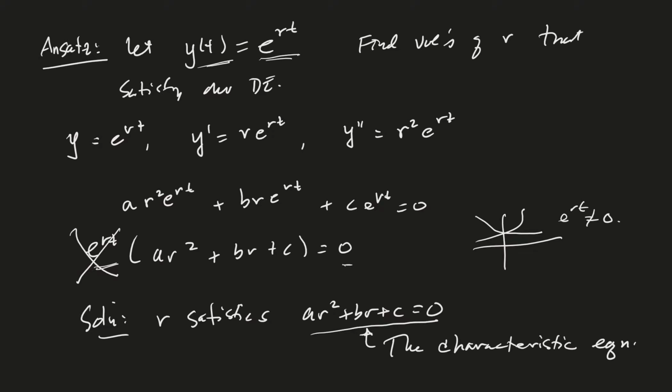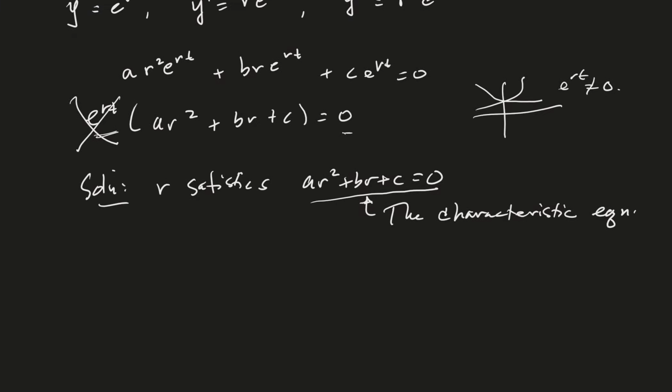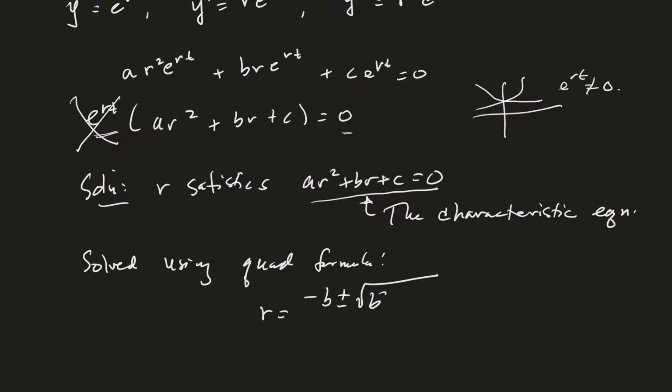So how do we solve that? This is solved by using the quadratic formula, right? And we all remember that. r is equal to minus b plus or minus the square root of b squared minus 4ac, divided by 2a. Good.